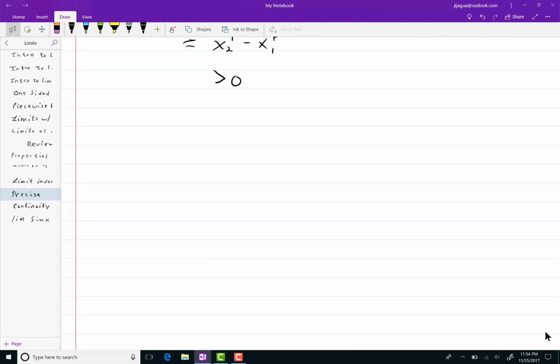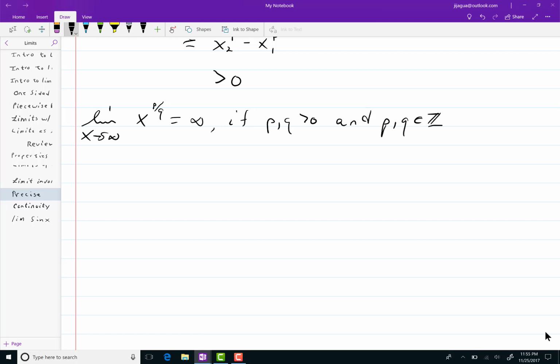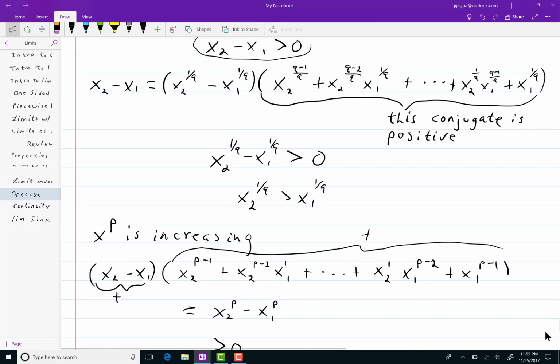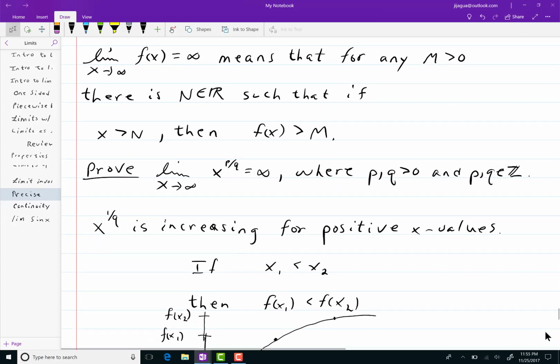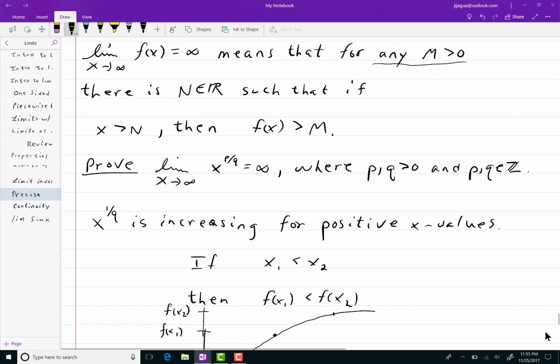Now, let's prove this limit. The limit as x goes to infinity, x to the p over q equals infinity if p, q are positive and p, q are integers. And so, like anything else, let's scroll back up here for a minute. On m, a value will be given, any m greater than 0, and we'll have to try to figure out the n that'll make this thing work. So let me scroll down.